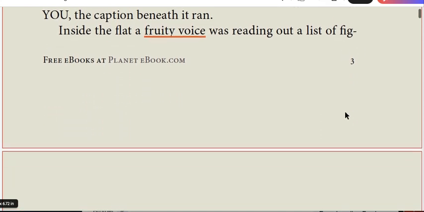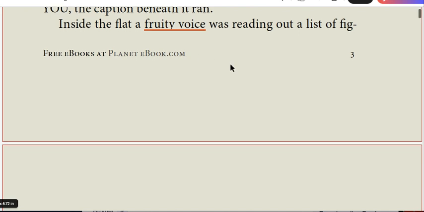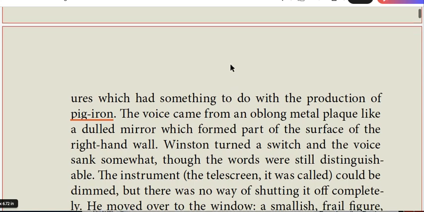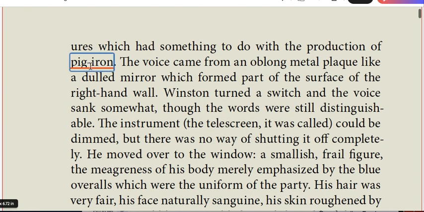Proceeding further, the voice of the person who speaks through the speakers of the telescreens is a very good one, and the writer uses the words "fruity voice" for this purpose. That fruity voice is very interesting, very exotic, and very influencing as well. That person speaks, and on the telescreen it is propagated that pig iron has been discovered, pig iron has been produced, and it's shown to people that a very good kind of progress is being made in that way. This voice comes from a telescreen.